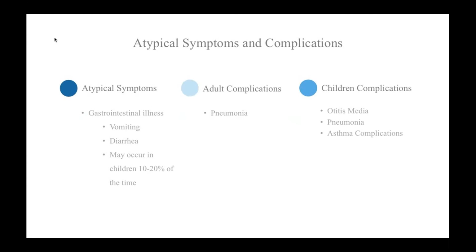Gastrointestinal illness, such as vomiting and diarrhea, usually doesn't occur in adults with influenza, but can occur in children 10 to 20% of the time. So the stomach flu, or gastroenteritis, is not caused by the influenza virus. The most common influenza complication for adults is pneumonia, and in children, it's otitis media, pneumonia, and asthma complications.